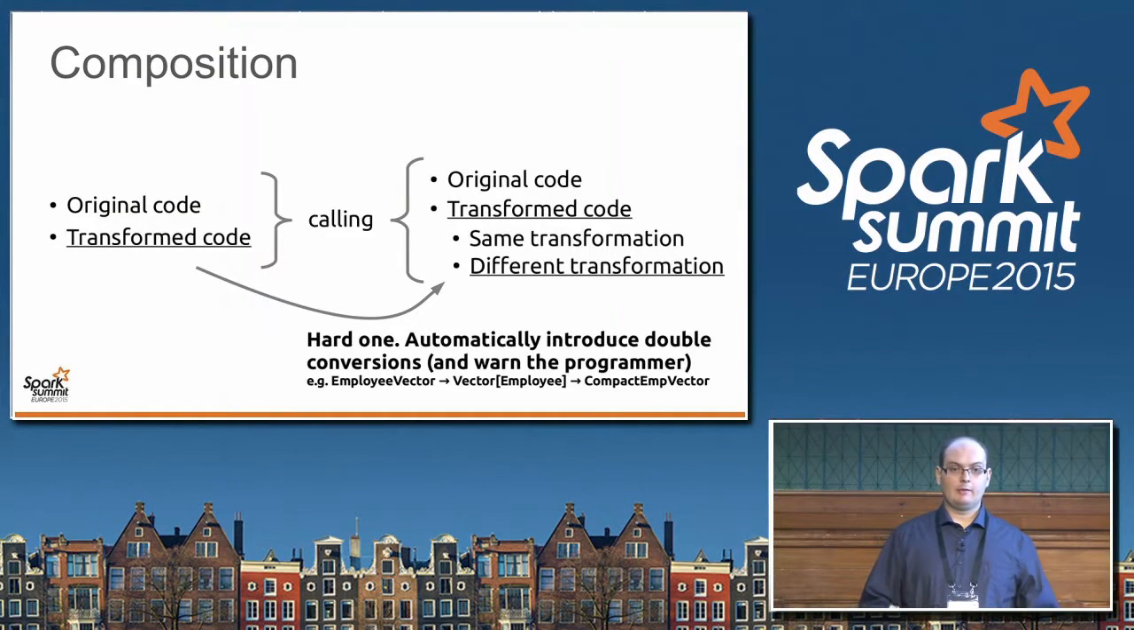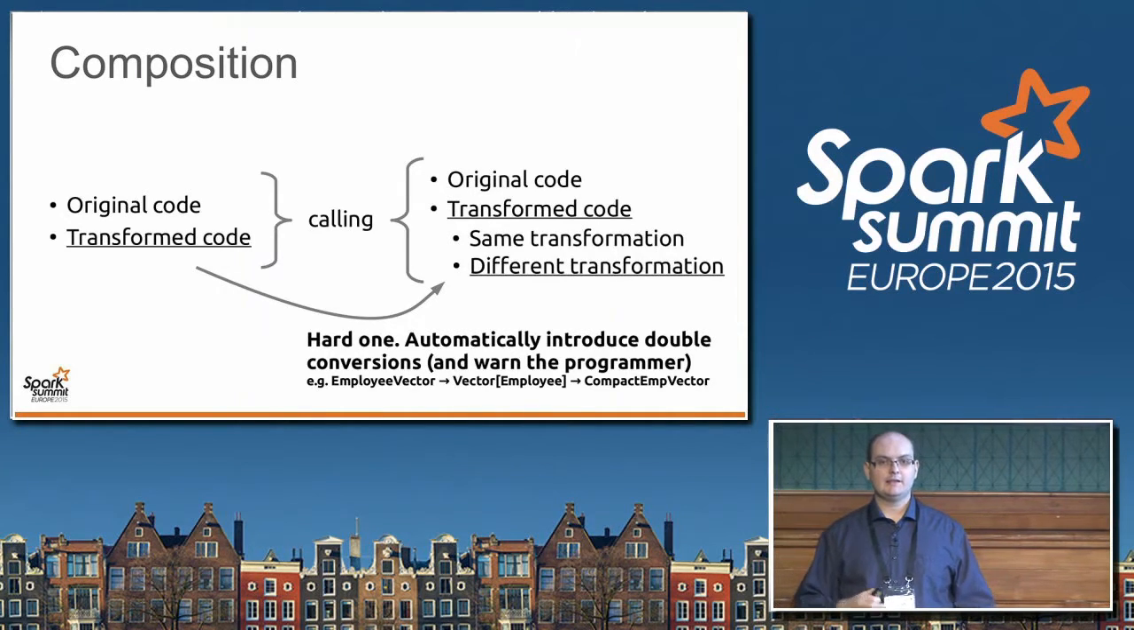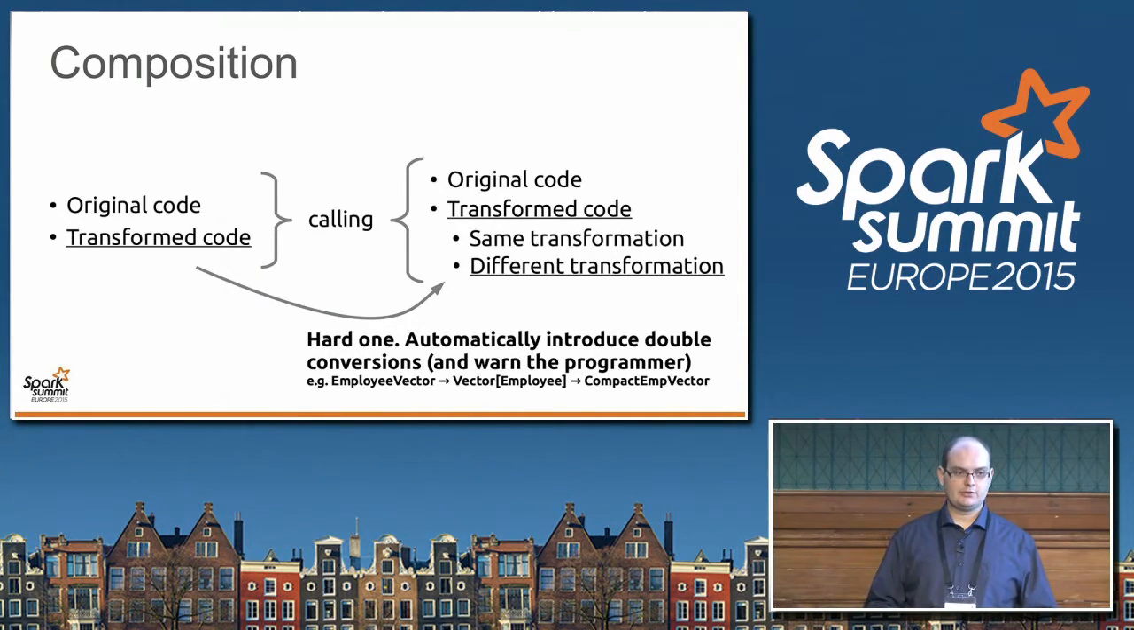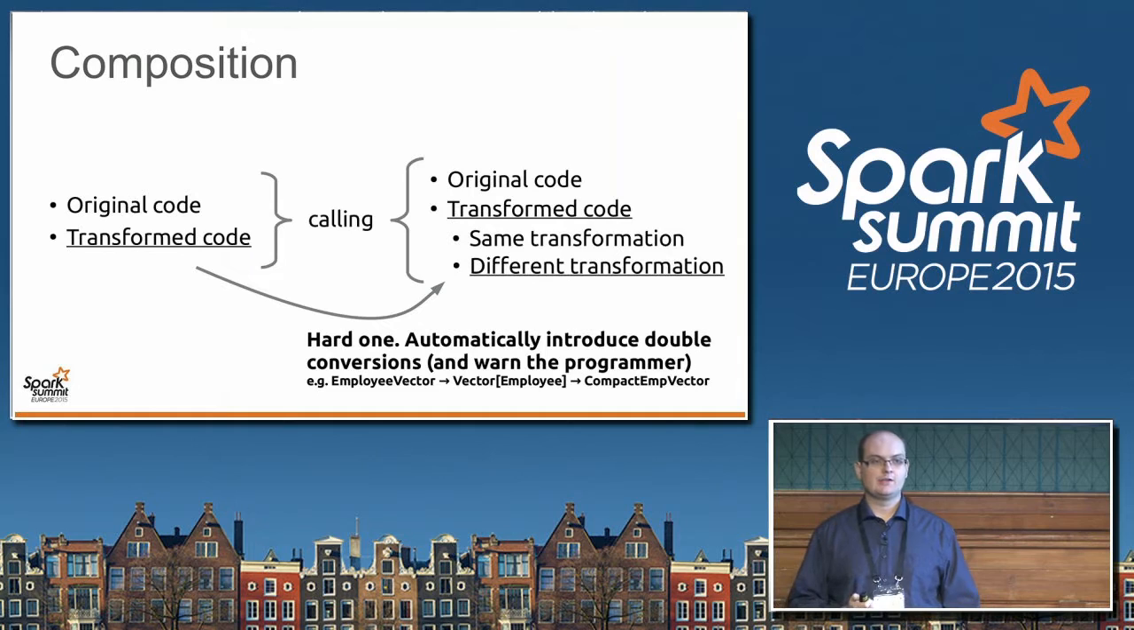And even harder is what happens if you have two pieces of code with different transformations, and they start calling each other. Well, this is, again, a pretty complex situation. Fortunately, the compiler takes care of this, completely automated, and warns you if things are inefficient.